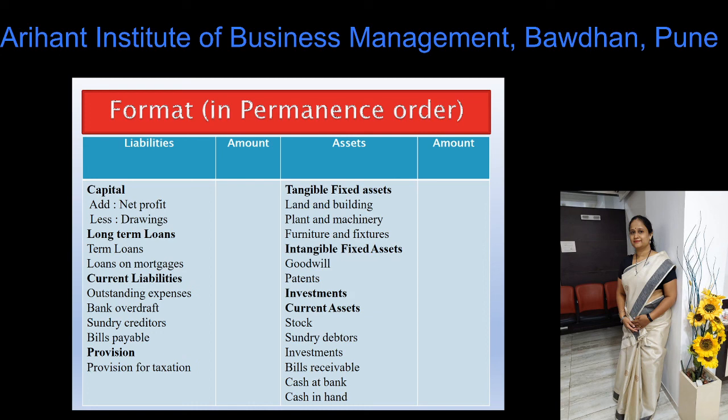And the asset side includes all tangible and intangible assets. Goodwill and patents also come as an asset and have value. You need to show them in the balance sheet. Then all current assets: stock, debtors, bills receivable, etc. So these are the formats of the journal, ledger and balance sheet.